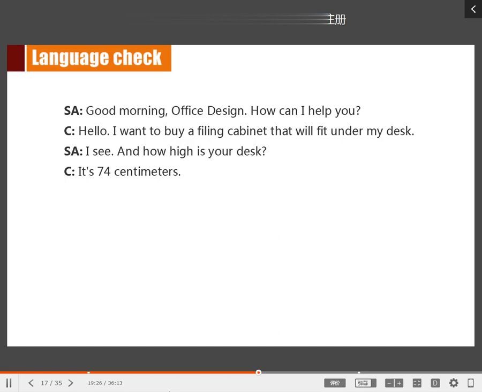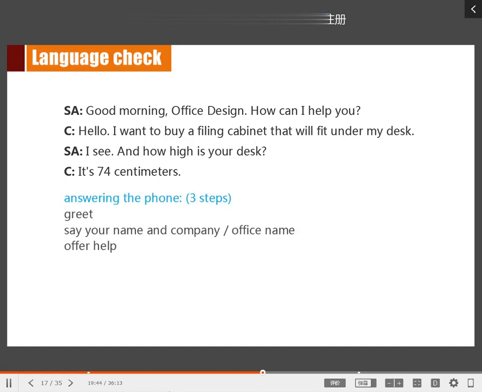So she greeted the caller, right? And second of all, she said Office Design, so she said the office name. And last of all, she said, how can I help you? She offered help. She followed 3 steps: first, greet. Second, say your name and company name or office name. And third, offer help.